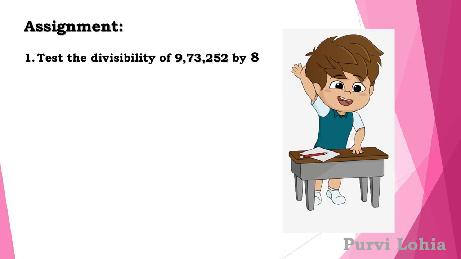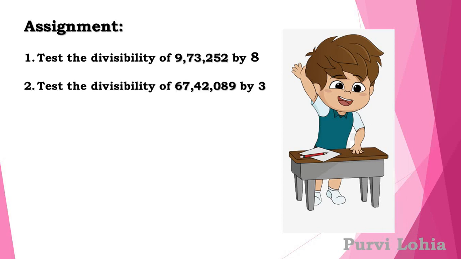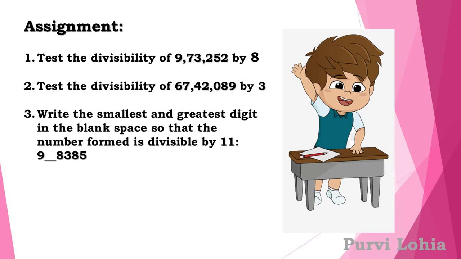Test the divisibility of 9,73,252 by 8. Test the divisibility of 67,42,089 by 3. Write the smallest and greatest digit in the blank space so that the number formed is divisible by 11, 9-8385.